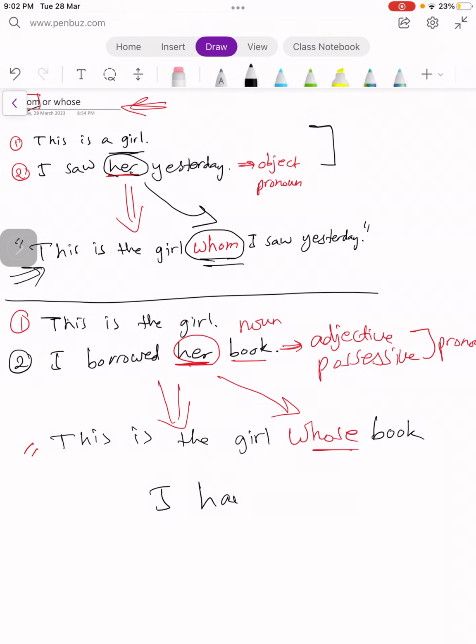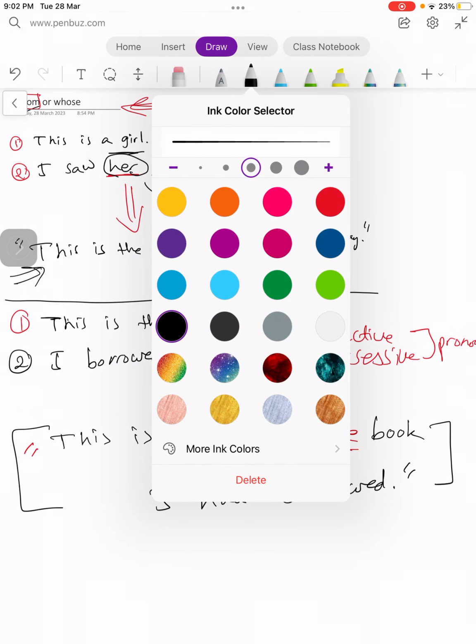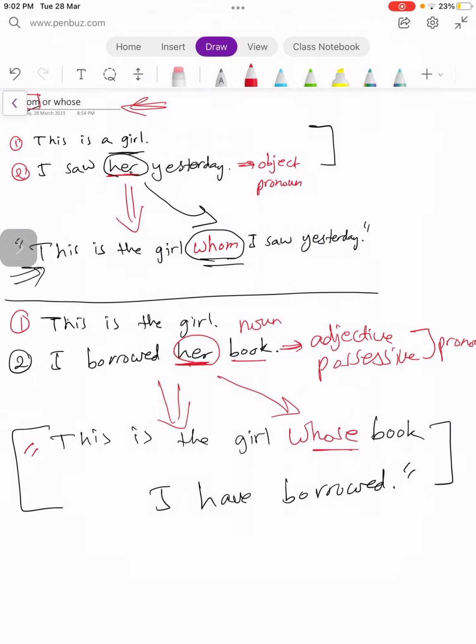I have borrowed. So now I have one sentence using two sentences, and I have used the word whose to make my writing more interesting, using relative pronouns whom and whose. I hope now you know the difference between these two, and wish you all the best.